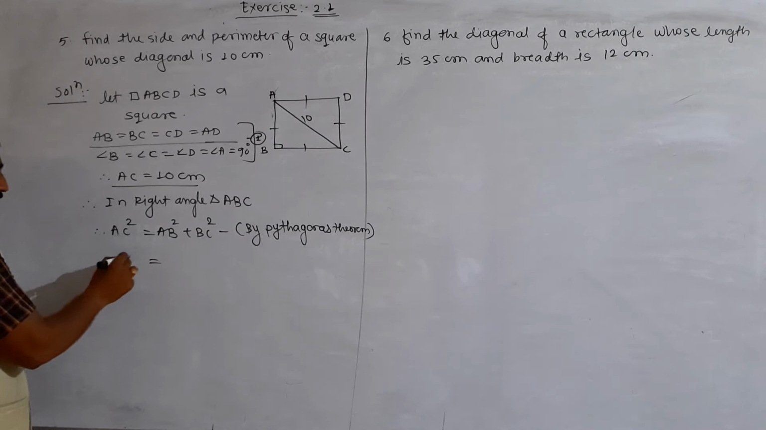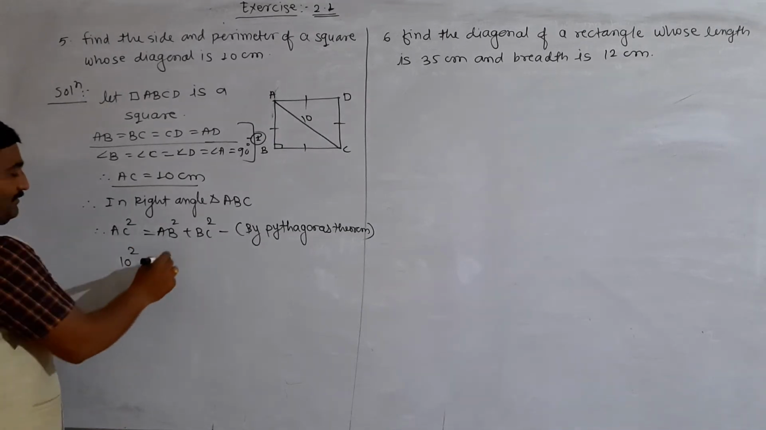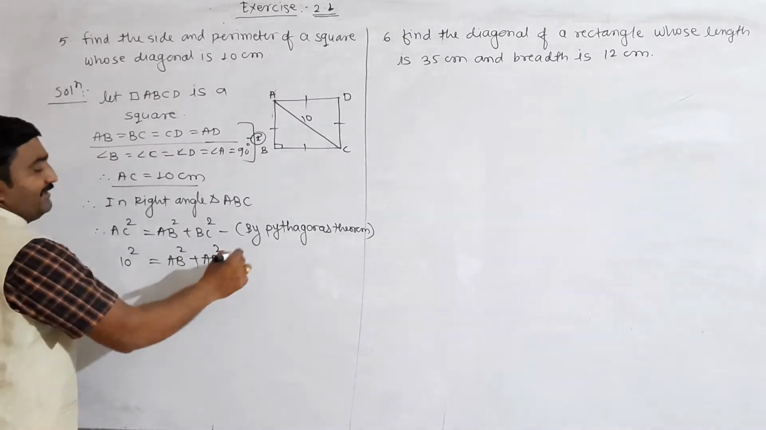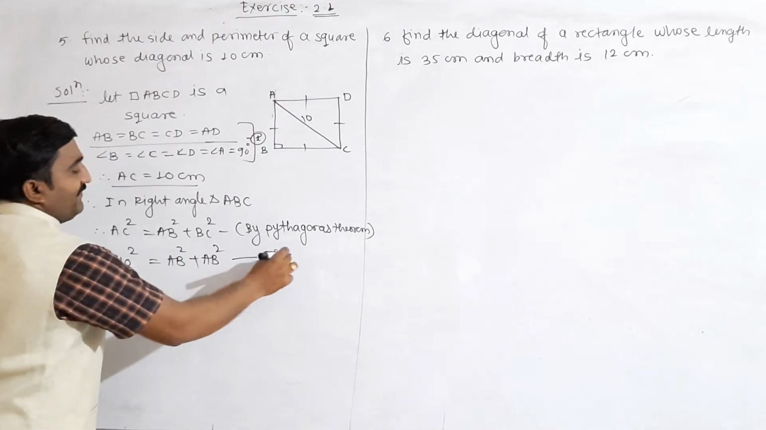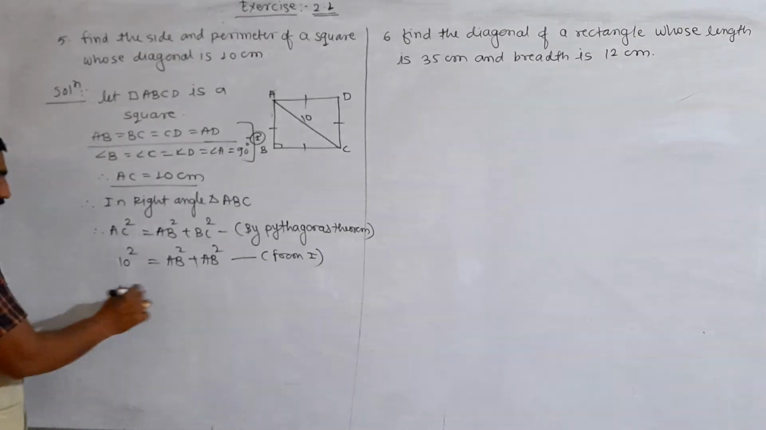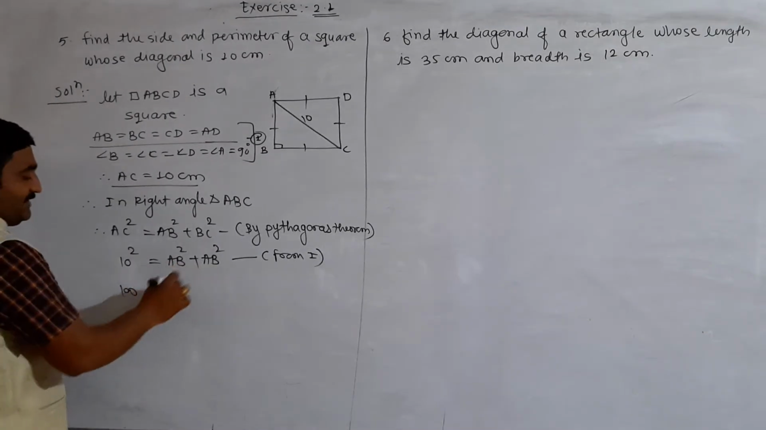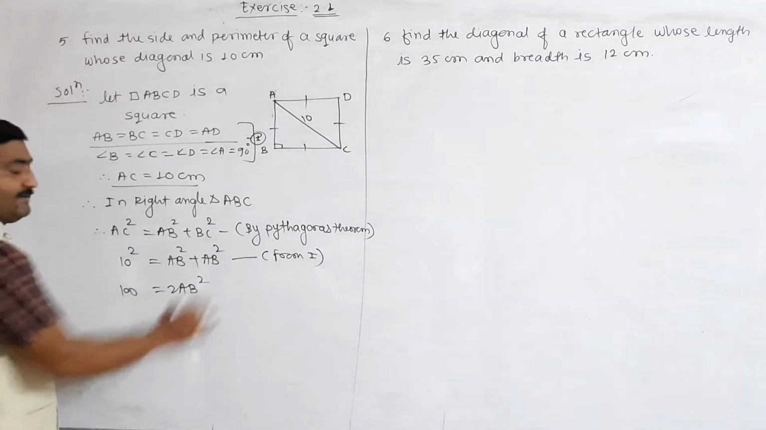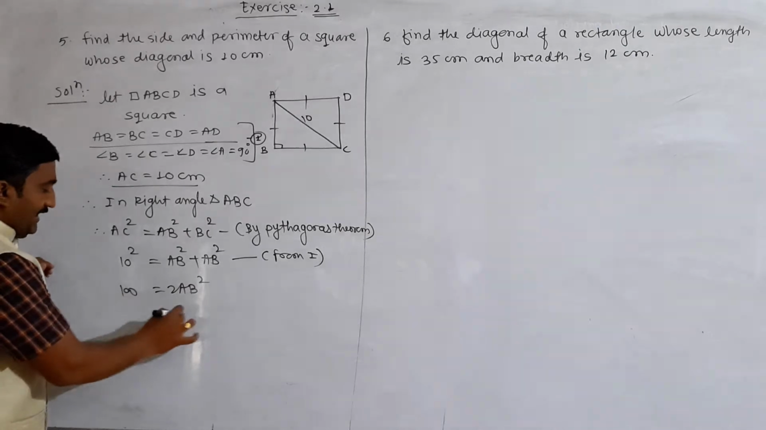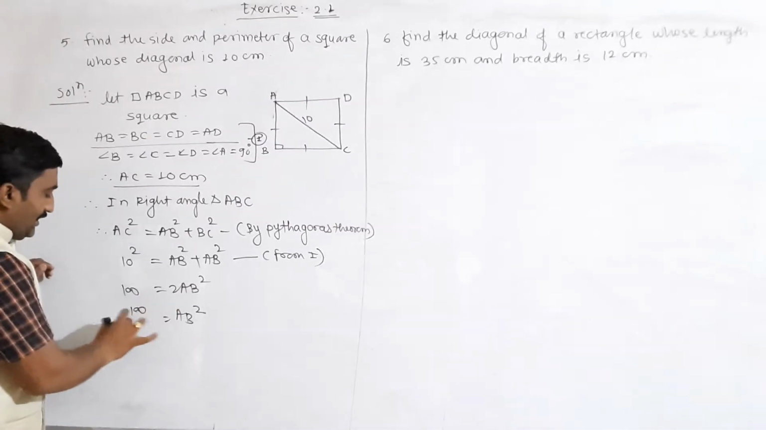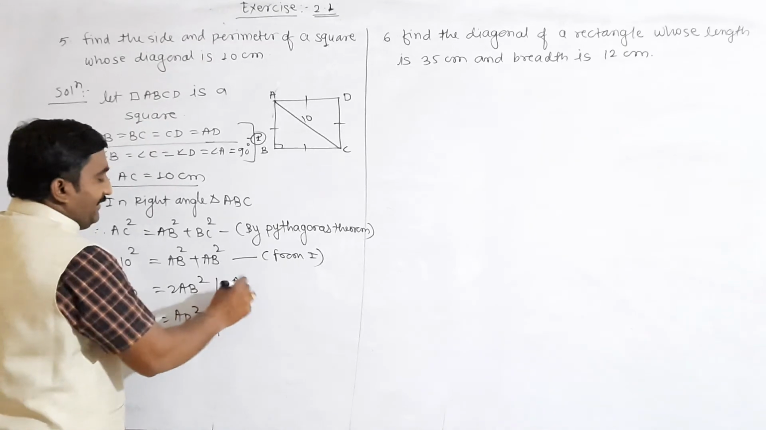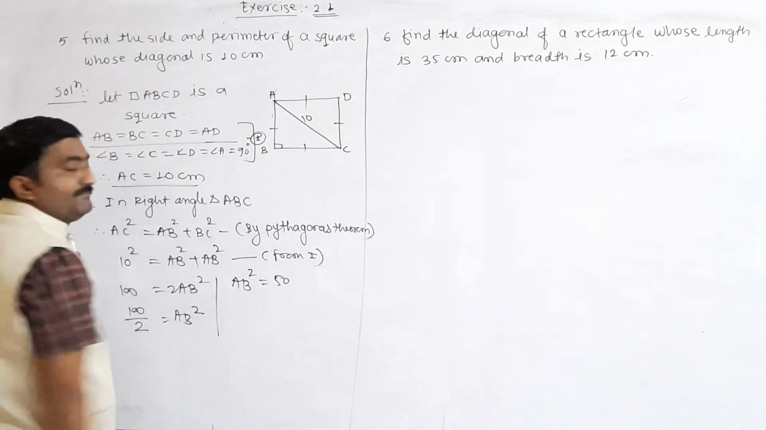Then AC square means 10 square. AB square as it is, and BC square is also written AB square from first, because AB is equal to BC. 10 square is 100, AB square plus AB square is 2 AB square. AB square is equal to 100 divided by 2. Therefore, AB square is equal to 50.